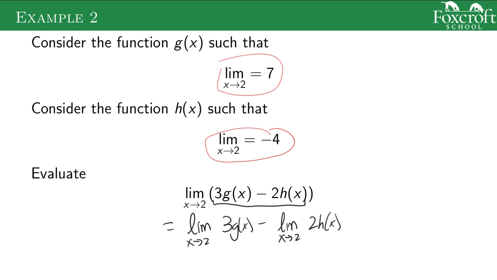All right, so whenever you see a minus or a plus sign in a limit, you can break it up into smaller ones. And then we have these numbers that are just hanging out in front of the thing we care about, and those are constant multiples, so I can bring those to the front. So that 3 is going to be in front of this limit now. And this 2 is going to be in front of that limit.